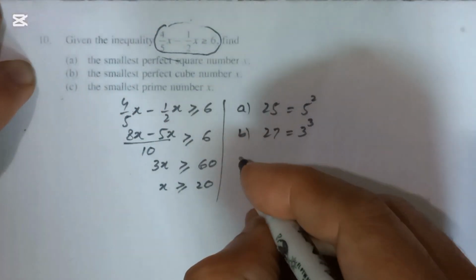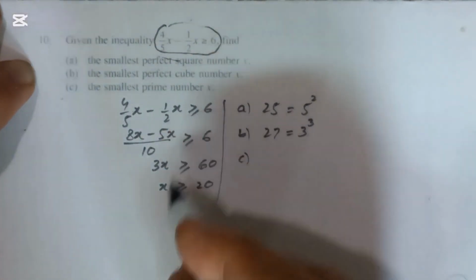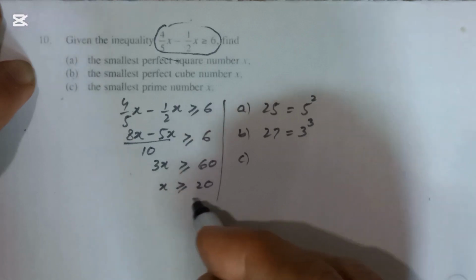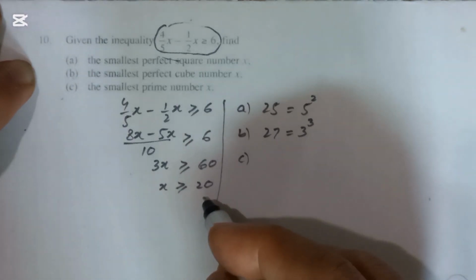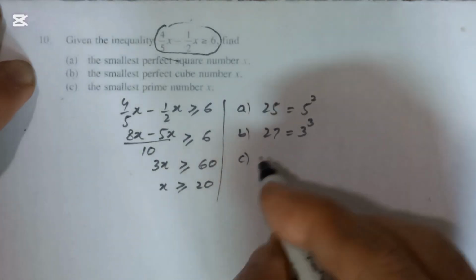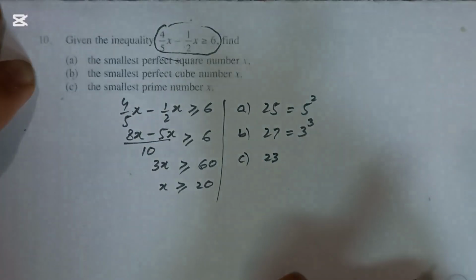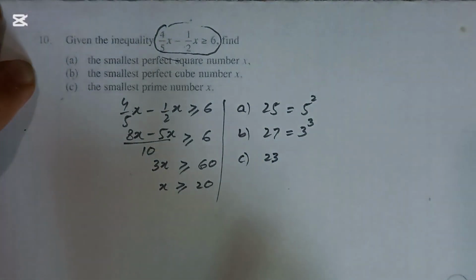And the last part, C part, requirement is the smallest prime number. So the number fulfilling this condition and which is a prime number, smallest, so just above this number will be 23. So that is a prime number which is satisfying this inequality.